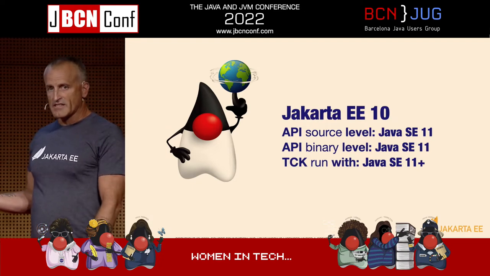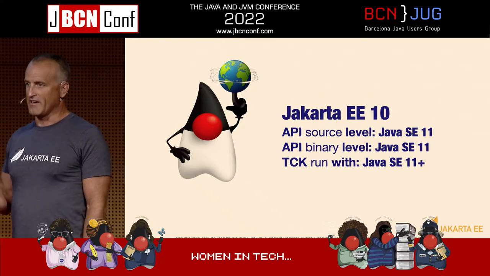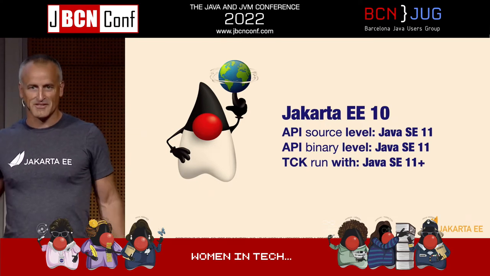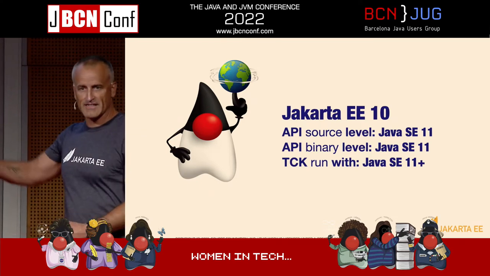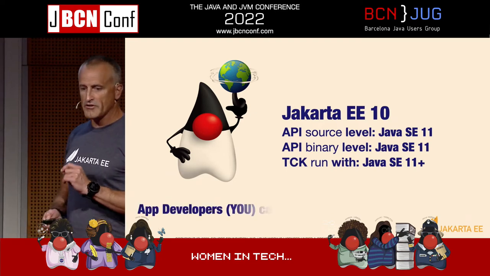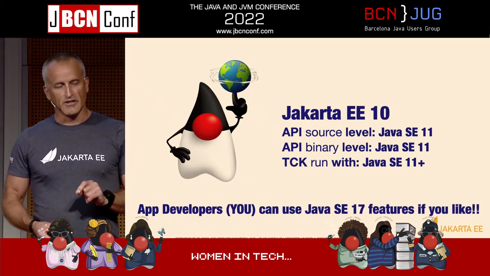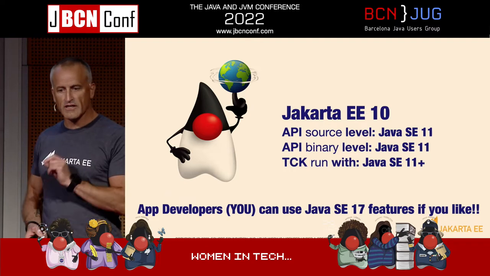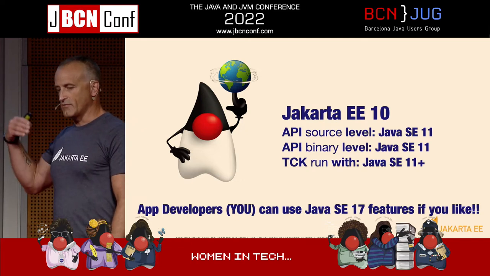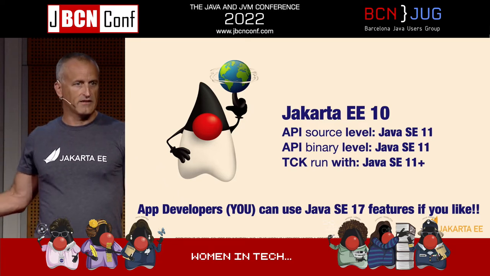With 10, we are raising the Java level from 8 to 11. And that may seem like a little, because why aren't we on 17? Because everybody's using 17 nowadays, and we're fast approaching 21, which is the next LTS release. But what we're doing here is to make sure that the test suite, the TCK, runs with 11 and 17. So you can use 17 if you want with 10. And we actually have it as a requirement in order to release EE10 that we have an implementation that passes on 17 and 11.